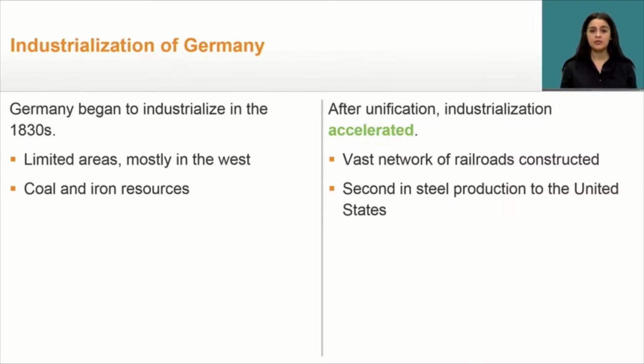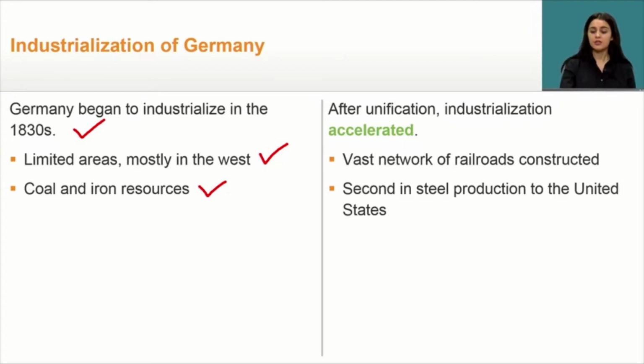Political division restricted widespread industrialization in Germany. Germany began to industrialize in the 1830s. It was limited to areas, mostly in the West, and included coal and iron resources. In the beginning, industrialization was only in limited areas, mostly in the West. This area near the Ruhr River Valley is home to vast coal and iron resources.